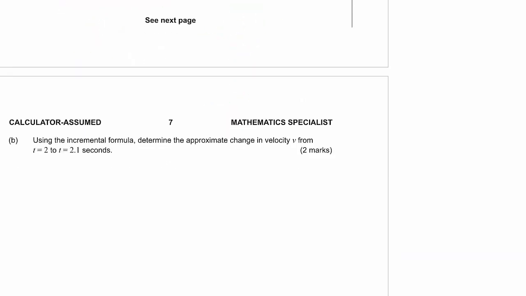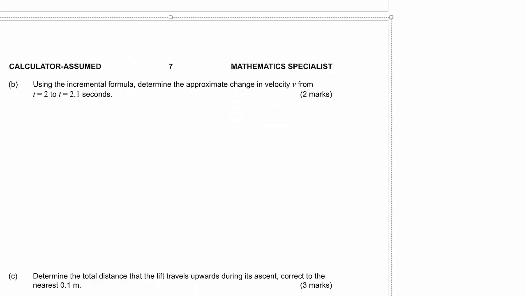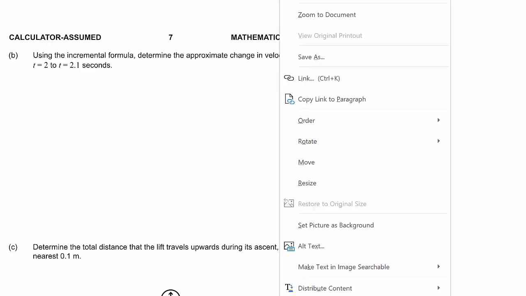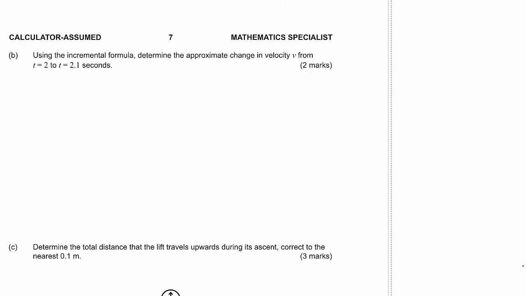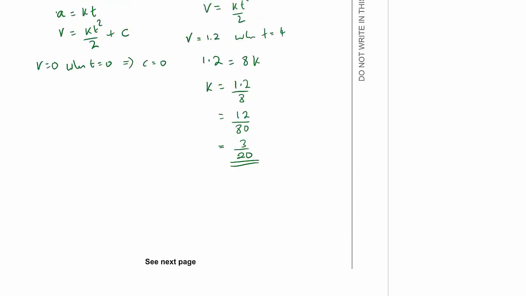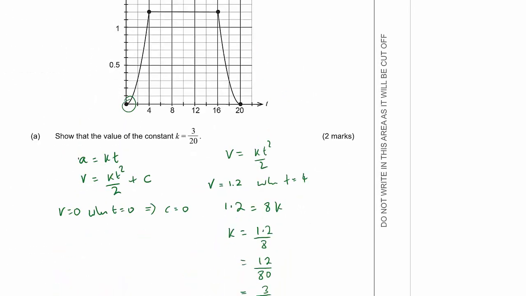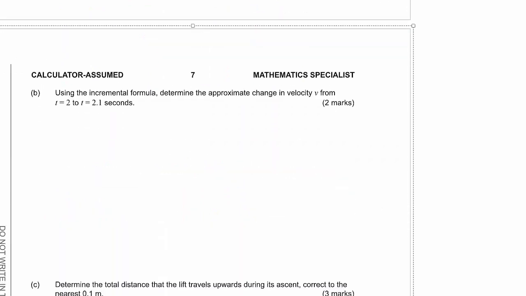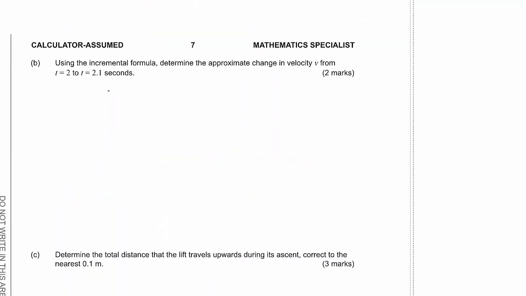So, using the incremental formula, determine the approximate change in velocity from t equals 2 to t equals 2.1. So what we're going to have here is the delta v is going to be approximately dv dt times delta t.